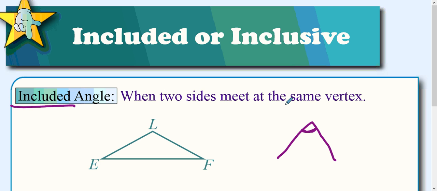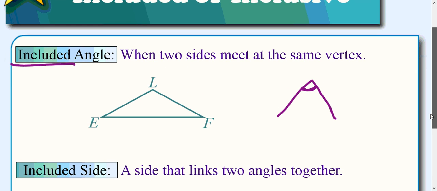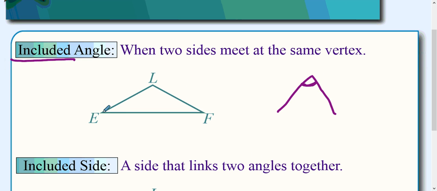Two sides meet at the same vertex. So if we're looking at these two sides, L would be the included angle. If we're looking at different sides, it would be a different included angle. If we looked at EF and LF, F would be the included angle.